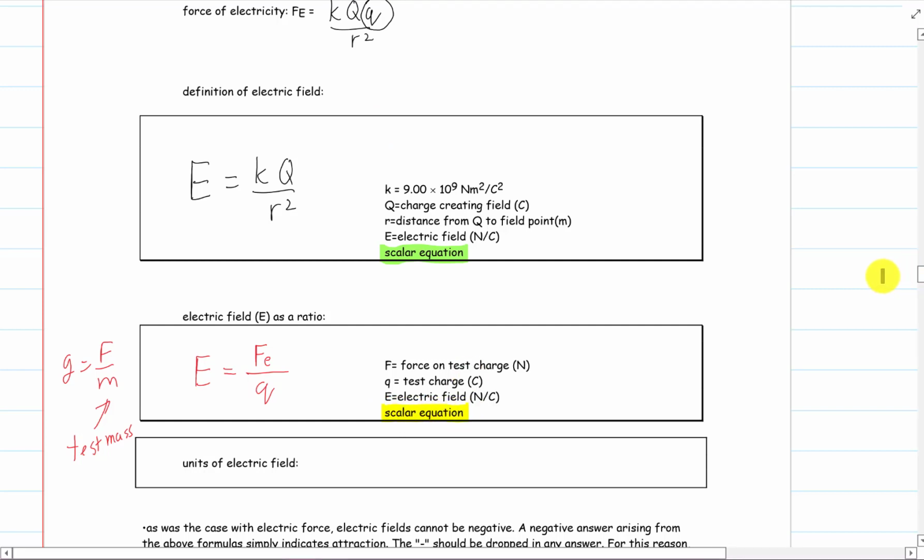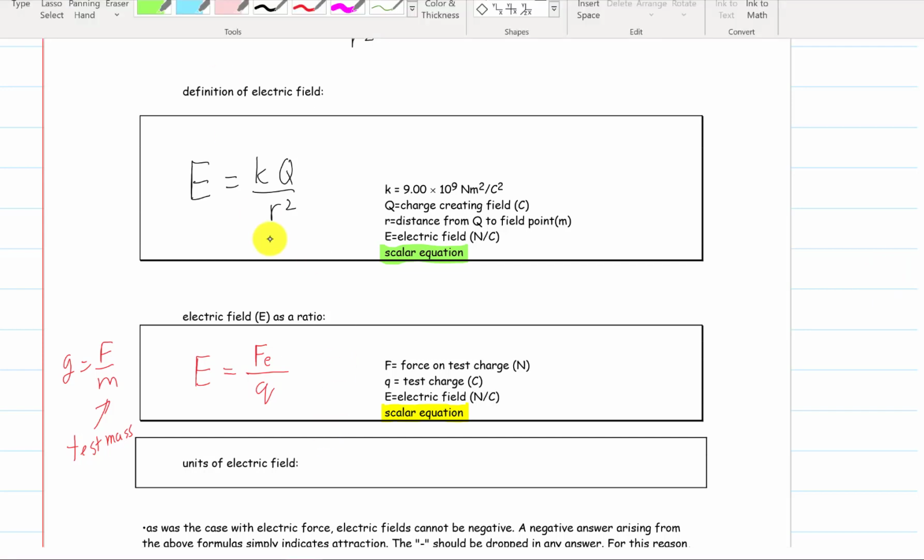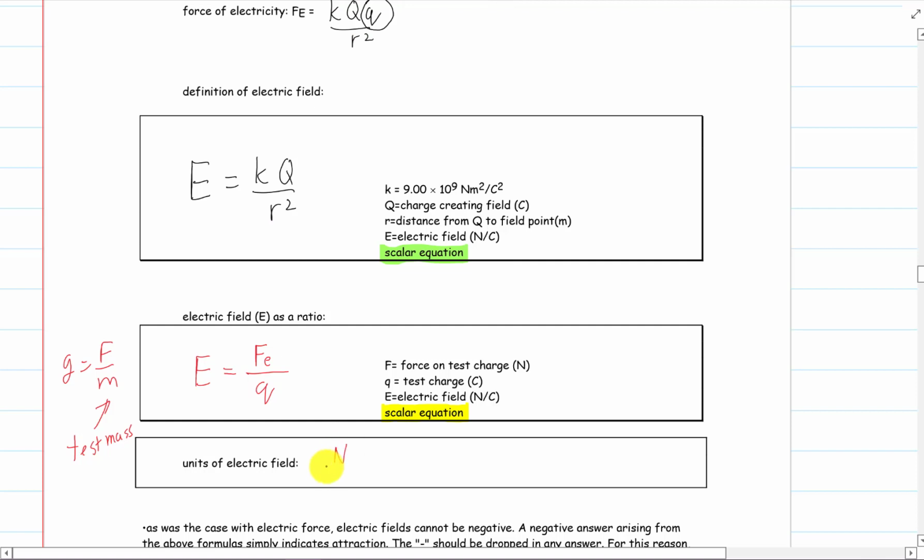And the units of electric field will be newtons per coulomb.